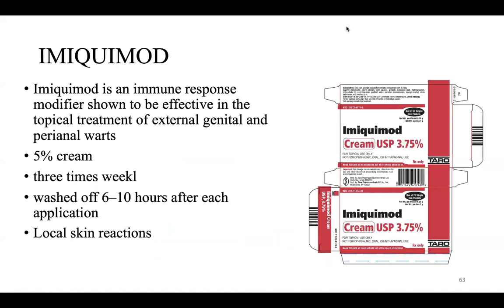Imiquimod. It's an immune response modifier shown to be effective in the topical treatment of external genital and perianal warts. 5% cream is applied 3 times weekly and washed off 10 hours after each application. Recurrence appeared to be less common than after ablative therapies. Imiquimod may also be effective against molluscum contagiosum.